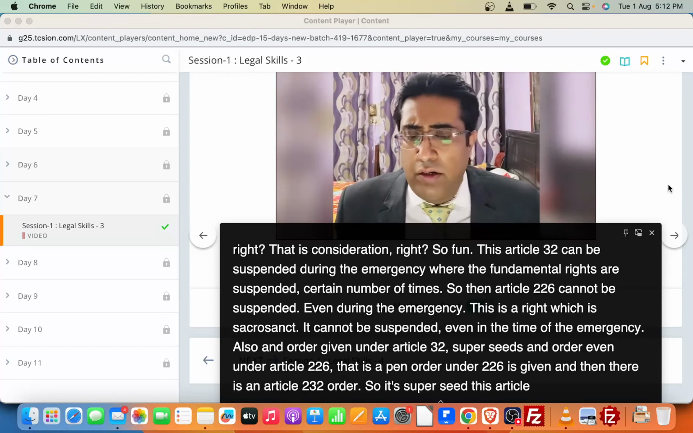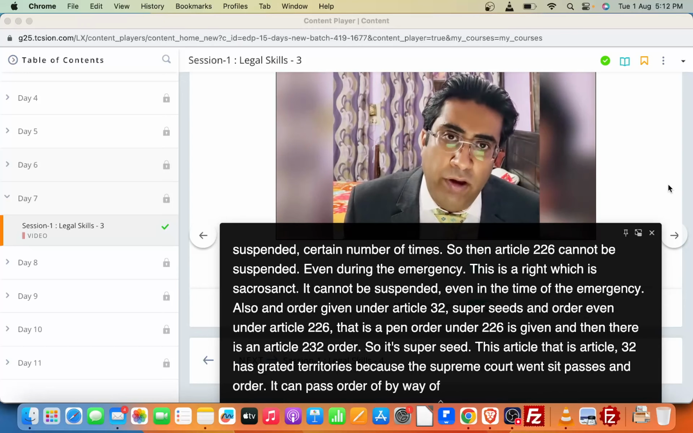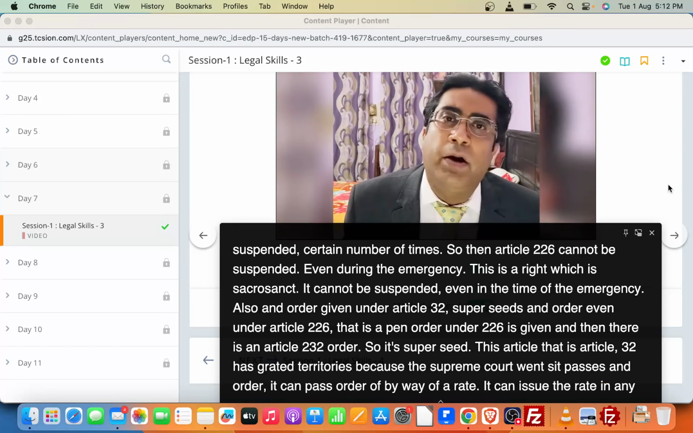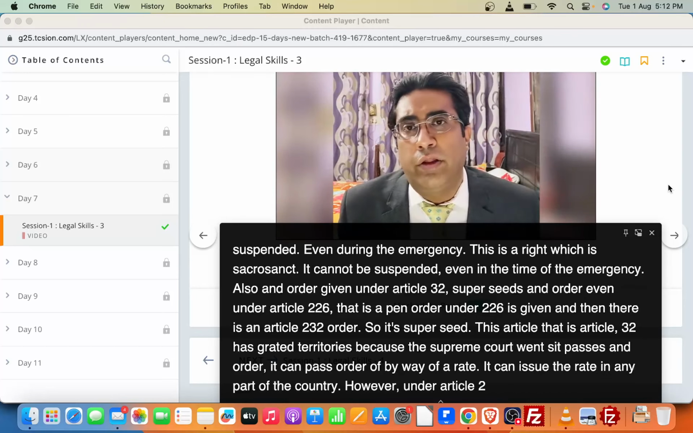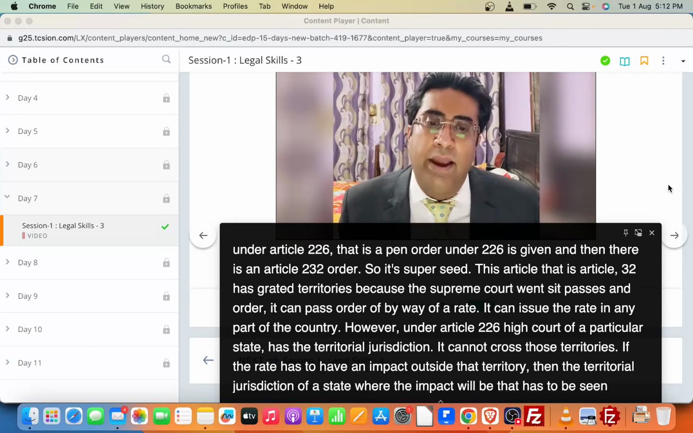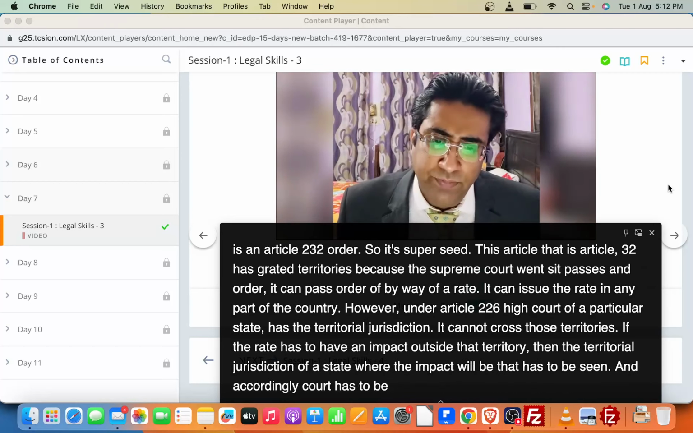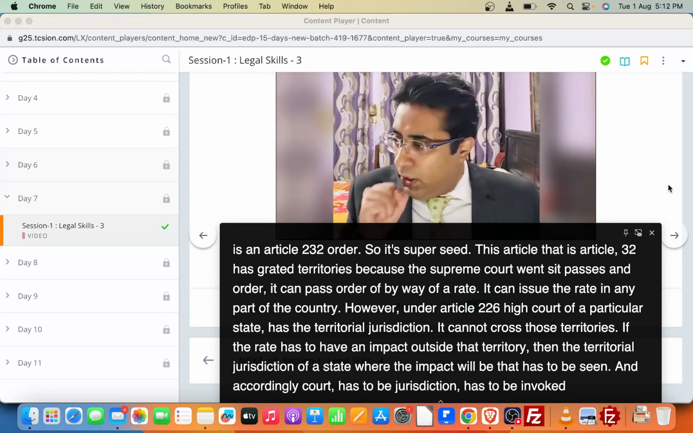Article 32 has greater territorial jurisdiction, because the Supreme Court, once it passes an order, can pass an order by way of a writ. It can issue the writ in any part of the country. However, under Article 226, the High Court of a particular state has the territorial jurisdiction. It cannot cross those territorial jurisdictions. If the writ has to have an impact outside the territorial jurisdiction, then the territorial jurisdiction of the state where the impact will be has to be seen, and accordingly jurisdiction has to be invoked.